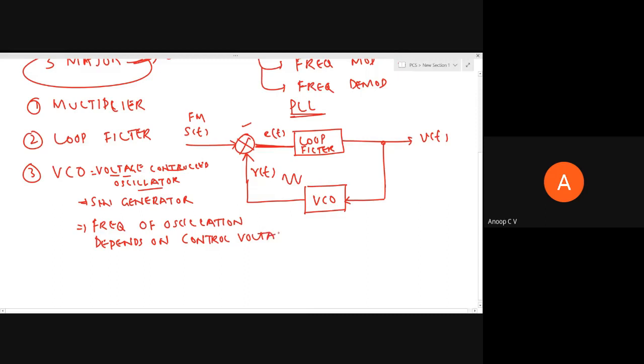So when I say control voltage, that is the voltage input given to a VCO, right? So basically the VCO is like a frequency modulator. Depending upon the amplitude of the input, the frequency of the output will change, right? So this is a basic setup of VCO. But now the basic setup of PLL.